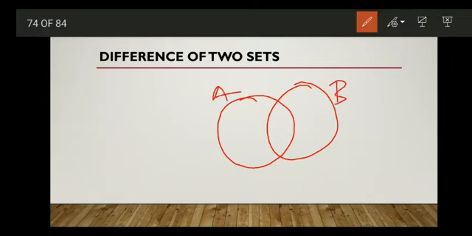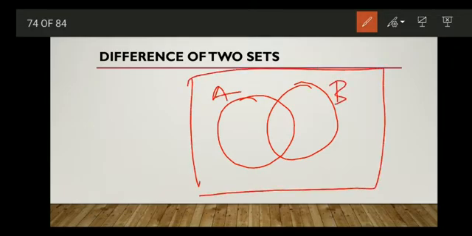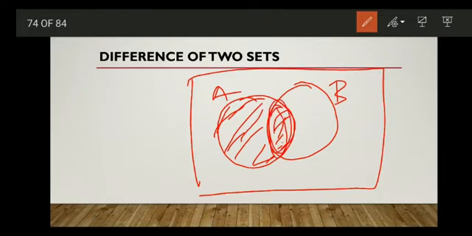A, B. So what will be A difference B? The elements should be only in A but should not be in B. So if you draw or shade this part, it is also in B, right? If you shade this part of A, then the elements are in B. So you should not shade this part. So A difference B means elements only in A. They should not be in B. Okay, this is the Venn diagram of A difference B.